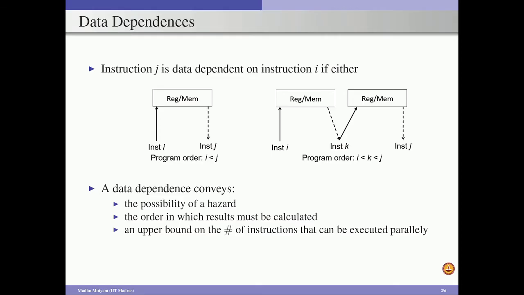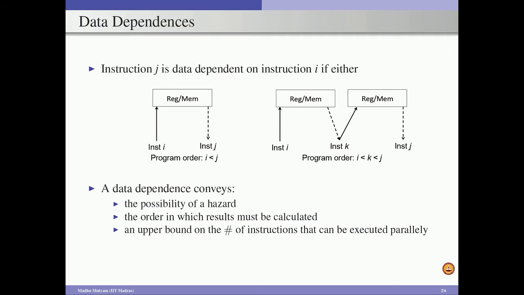So, once two instructions are data dependent, then based on this data dependence, we know that there is a possibility of a hazard. It also conveys the order in which the results must be calculated, and it gives an upper bound on the number of instructions that can be executed in parallel.